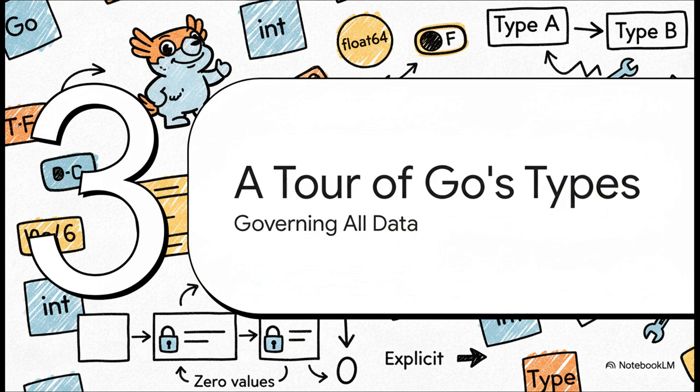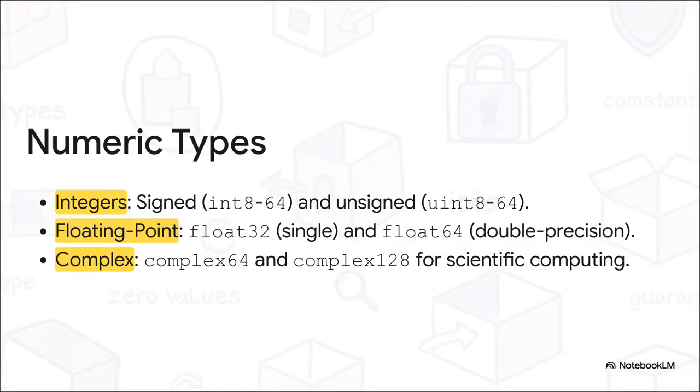It's time for a quick tour of Go's built-in types. When it comes to numbers, Go gives you a lot to choose from. You've got integers of all different sizes, both signed and unsigned, so you can be really efficient with your memory. Of course, there are your standard floating point numbers, and, kind of a cool one, Go even has built-in support for complex numbers. That's a little nod to its heritage in systems programming.